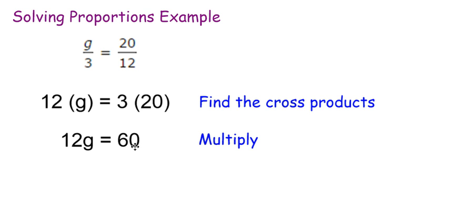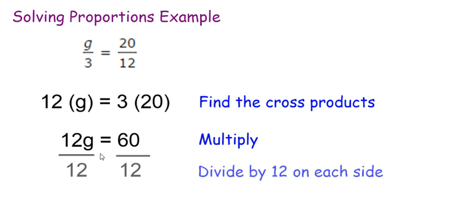So now what we're going to do is we're going to try to solve this equation. What number times 12 is going to equal 60? We're going to do that by dividing by 12 on both sides of the equation. Now we're going to simplify 12 over 12, and we're going to simplify 60 over 12. And when we simplify, it equals 5. So 5 over 3 is going to equal 20 over 12.